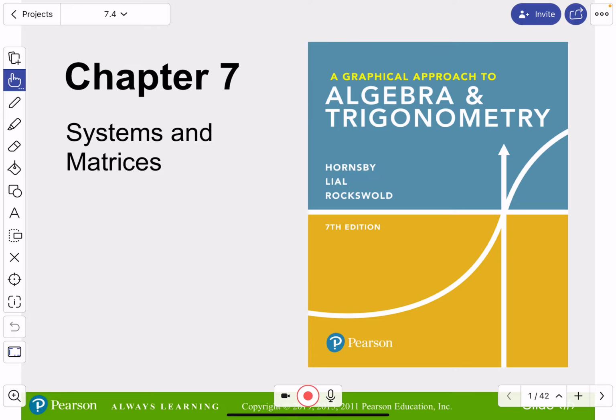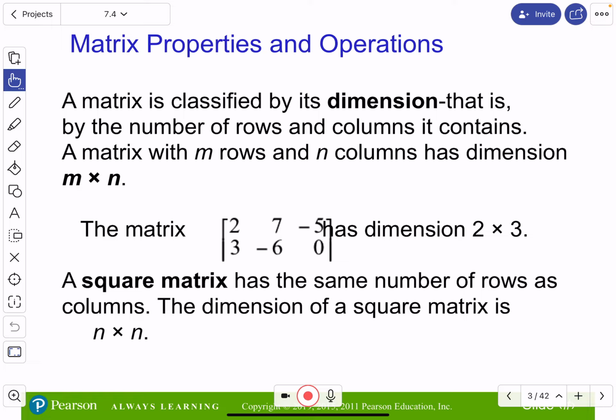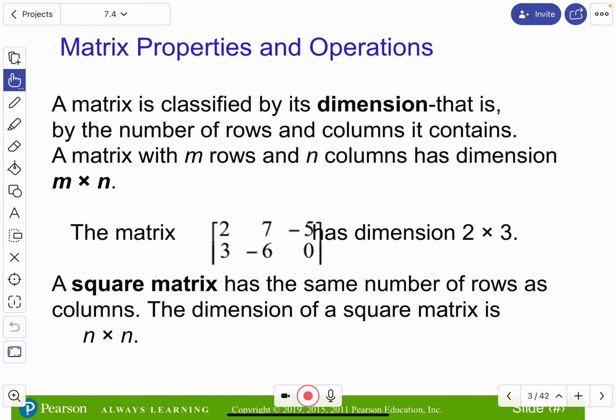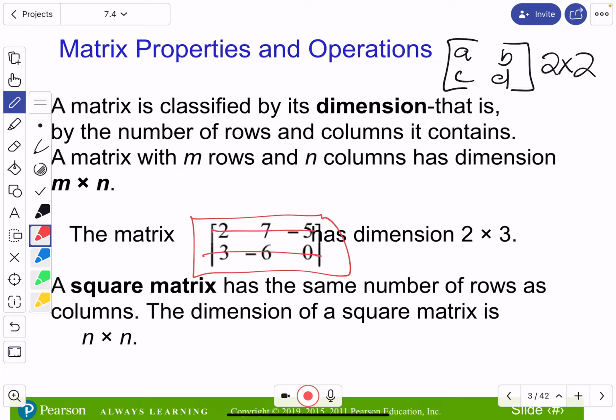All right, we're going to do chapter 7 today, which looks at matrix properties and their operations. A matrix is classified by its dimensions. They're always written with these big brackets, and then you do your dimensions rows by columns. If you had this, it's 2 rows and 2 columns, so it's a 2 by 2 matrix. If you have this one, we have 2 rows and 3 columns, so it's a 2 by 3 matrix.